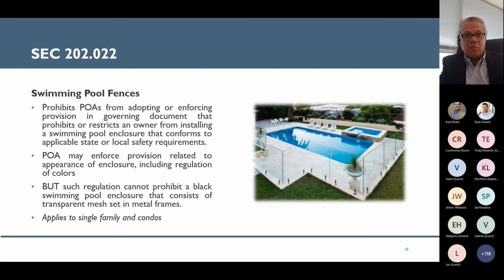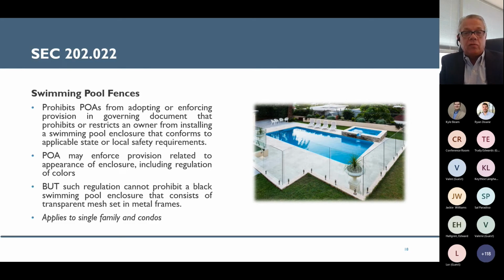So the law expressly protects swimming pool enclosures and is a little more detailed in that it specifically allows black swimming pool enclosures. My guess is someone put up a black swimming pool enclosure and either got a violation letter or got sued for it. And as a result, they knew a representative and got this law passed. So keep in mind that you can't just outright deny a swimming pool enclosure. I'm not sure why you would want to anyway, as it is a safety issue. And so keep that in mind when one comes across, and if you've got questions, you should contact your attorney to see if it's in any way protected by law.